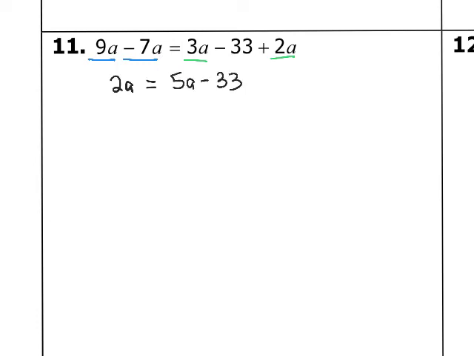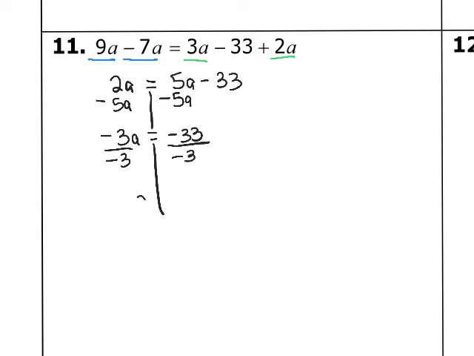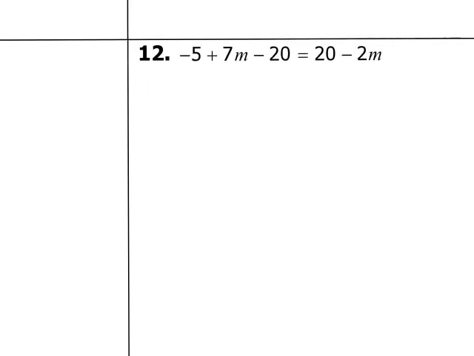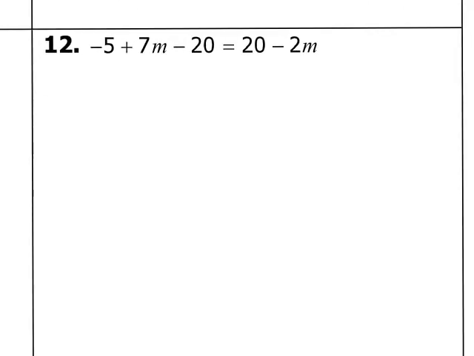Now, next step, move all of the variables to the same side. Now, I have a pile of units on one side of the equal sign and a pile of variables on the other side of the equal sign. So now I divide those units into negative 3 groups, and a is equal to 11 because a negative divided by a negative is a positive. All right, pause it. You try it. Then unpause it.